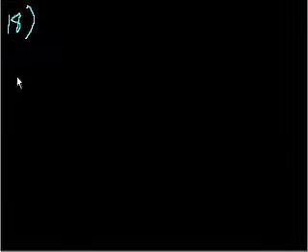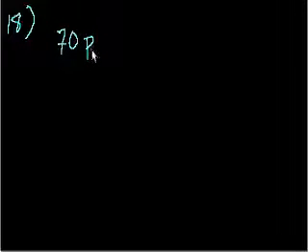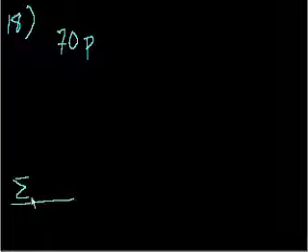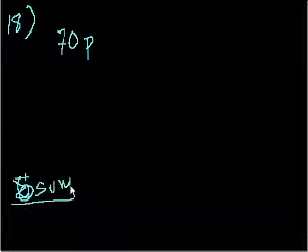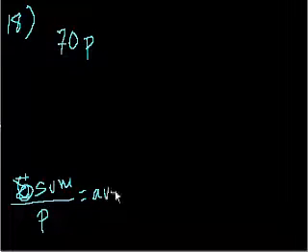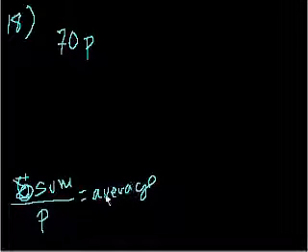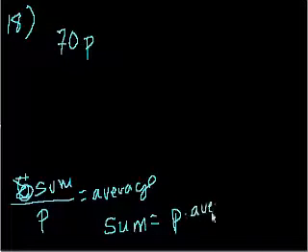Okay. So what is the sum of the P student scores? Their average is 70, so the sum of all of their scores is going to be 70P. You can take the average and multiply it by the number of students, and then you get the sum of all of their scores. If that doesn't make sense, think about the definition of the average. The sum divided by P is equal to the average. So if you multiply both sides by P, the sum is equal to P times the average, and in this case, the average is 70.